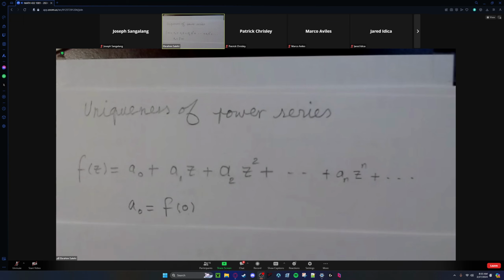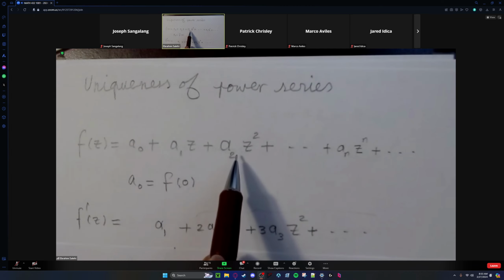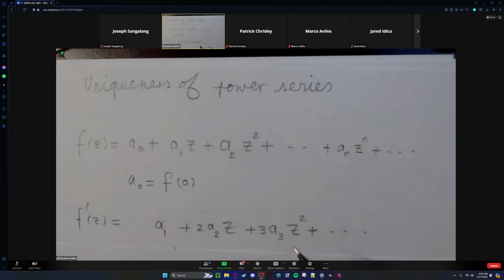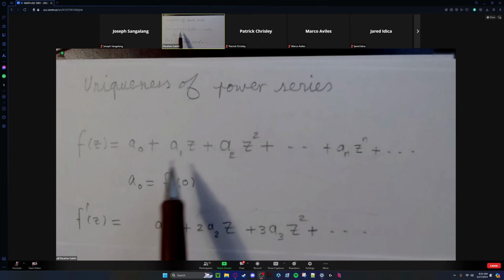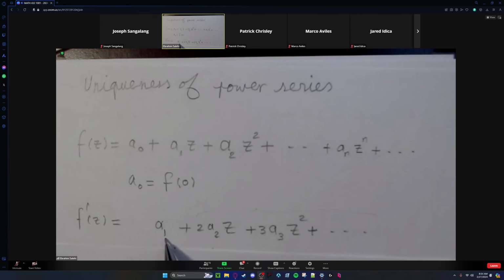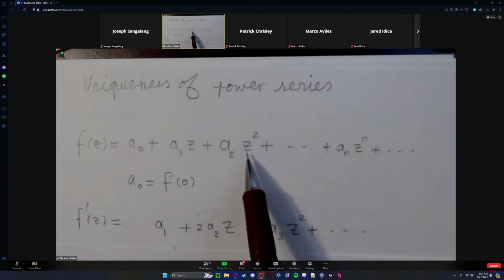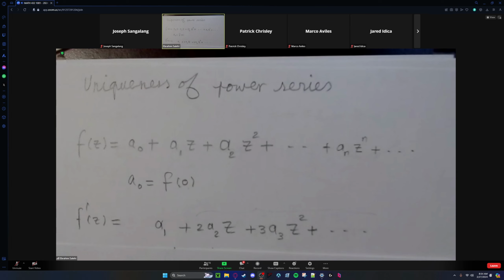Next, you take the derivative. The derivative of this function, as I said, in the disk of convergence is right here. You take the derivative term by term. The derivative of this constant is 0. The derivative here is a1. The derivative of z squared is 2z, all right, and so forth.